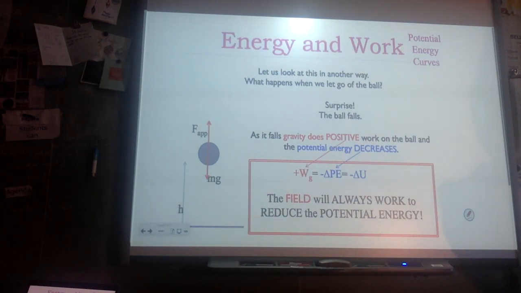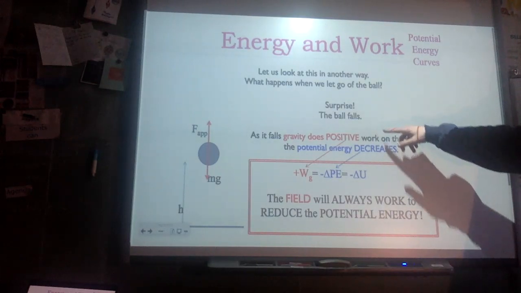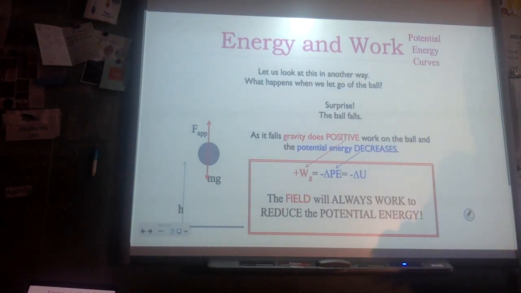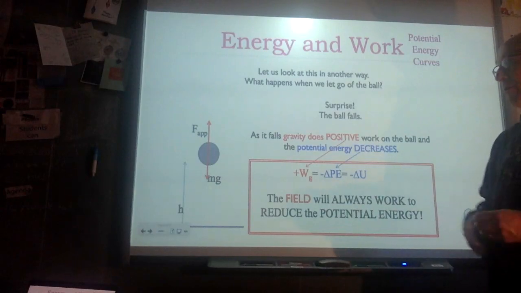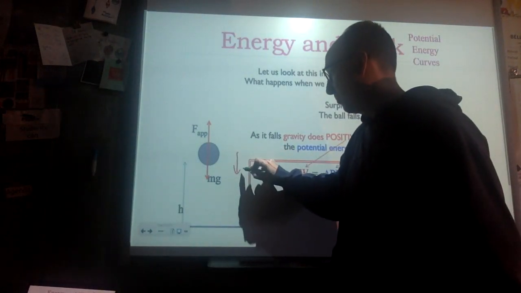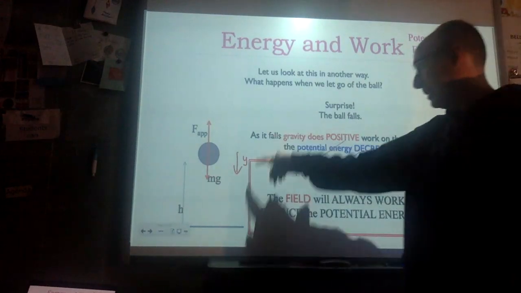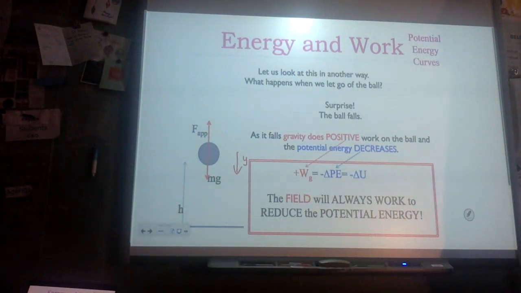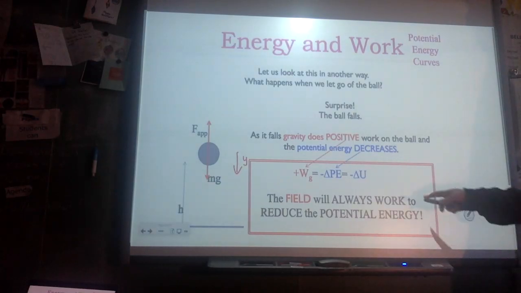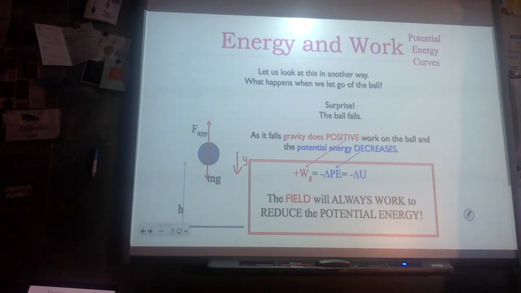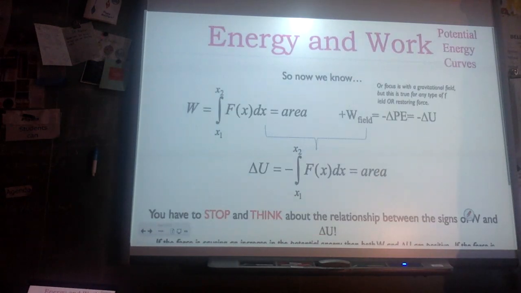If I look at it another way, what happens if I let go of the ball? It's going to go back down to the ground. As it falls, gravity is now in the same direction as what my displacement would be, so it would be doing positive work as it went down. So the field it's in, in this case a gravitational field, is always trying to reduce the potential energy.